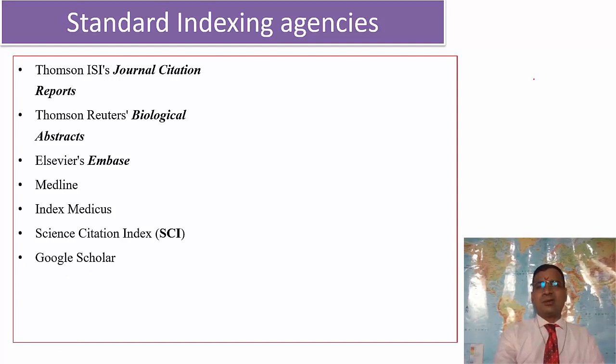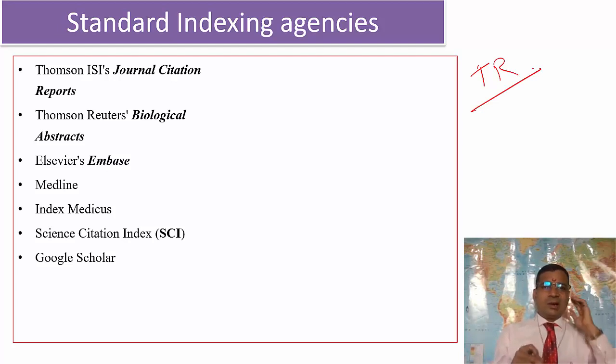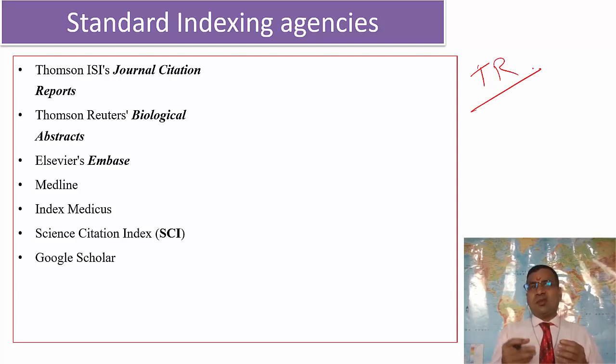Then Google Scholar. We are now widely using Google Scholar, but for academic purposes, we only consider the impact factor provided by Thomson Reuters impact factor or indexing agencies, or the impact factor of Web of Science, Scopus indexing agencies, etc. But then also Google Scholar is one of the indexing agencies.